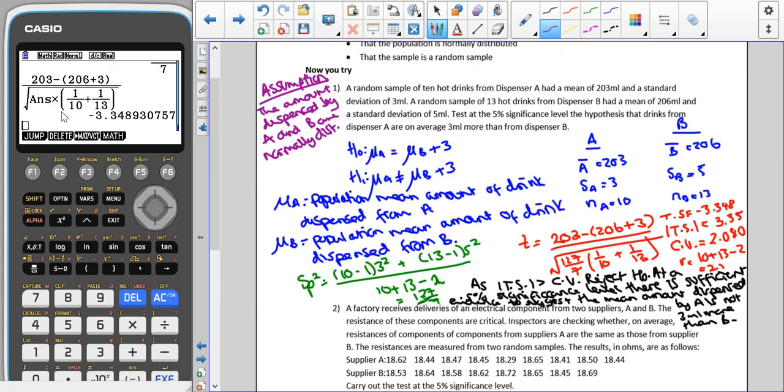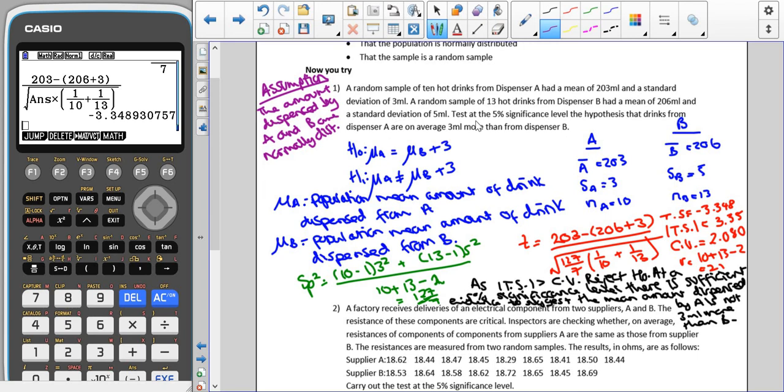Okay, so hopefully you've given the first Now You Try question a go. Sorry that I've run out of space a little bit writing on here. So we have a random sample of 10 hot drinks from dispenser A had a mean of 203 millilitres and a standard deviation of 3 millilitres. A random sample of 13 hot drinks from dispenser B had a mean of 206 millilitres and a standard deviation of 5 millilitres. Test at a 5% significance level the hypothesis that the drinks from dispenser A are on average 3 millilitres more than from dispenser B.